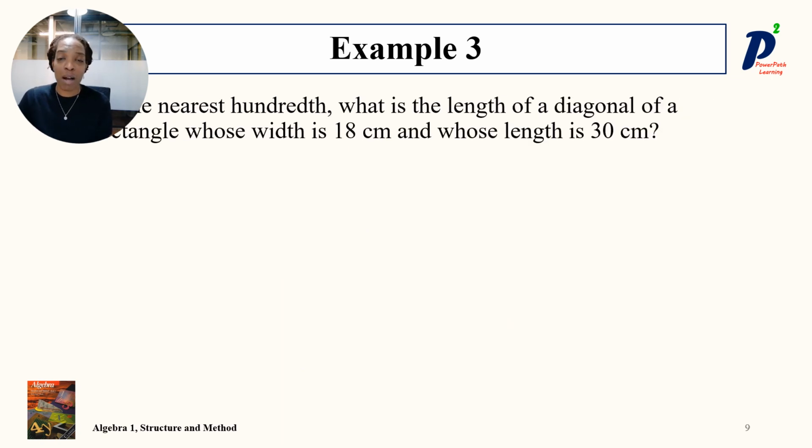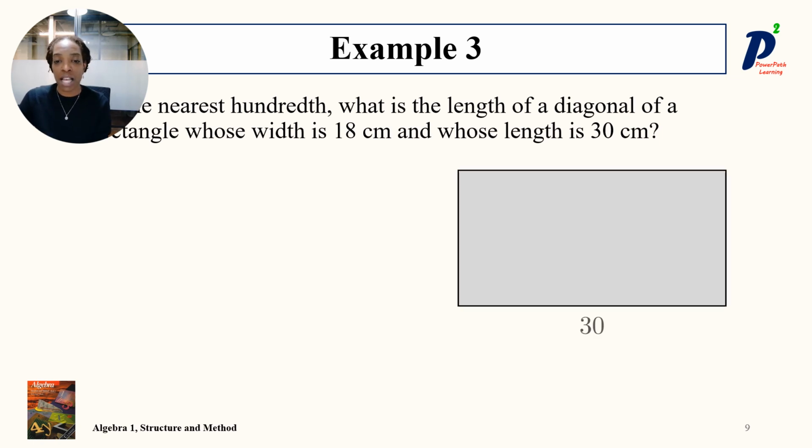Let's end with a word problem. To the nearest hundredth, what is the length of a diagonal of a rectangle whose width is 18 centimeters and whose length is 30 centimeters? I'll draw my rectangle and add my lengths. Then I'm going to draw my diagonal, which connects my two opposite corners. Now this is the hypotenuse of a right triangle, so let's name it C.